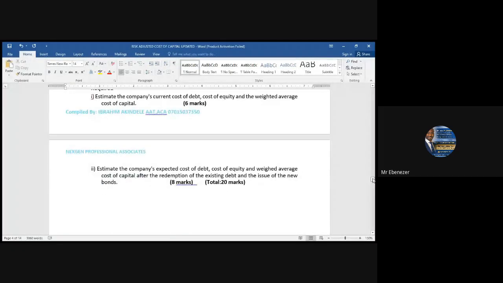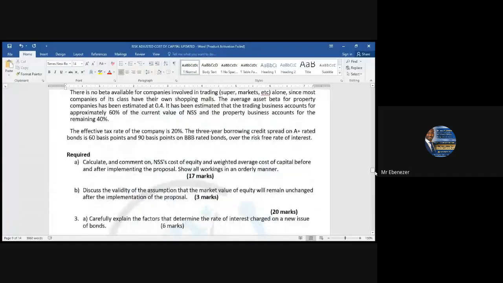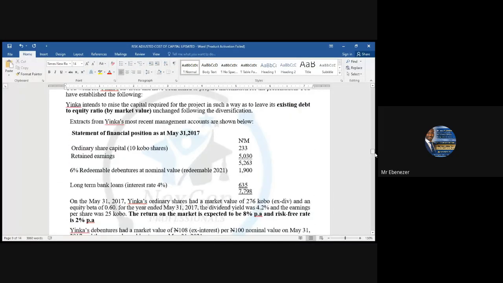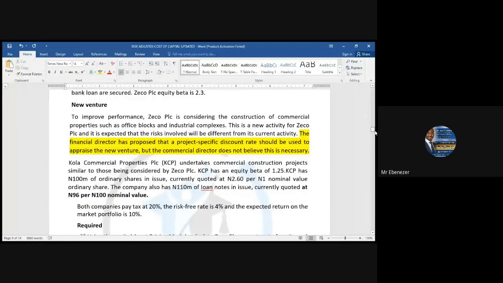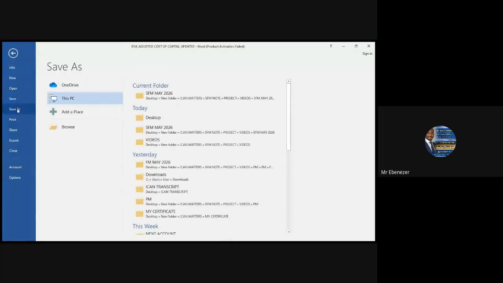Some of these questions we may not solve until we treat bond valuation. We need to treat the standard questions. We need to treat bond valuation. Okay, so let's just use this like this. Please, I'm sending it to the drive now so you can have access to it.